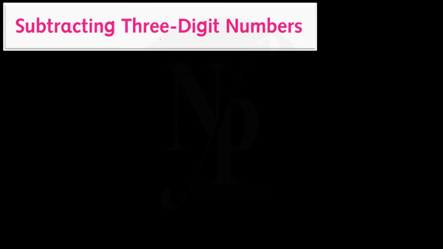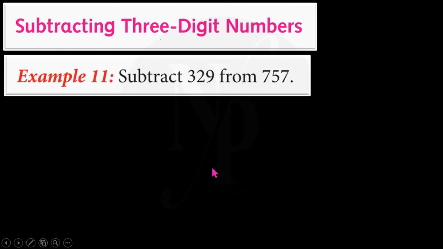First, let us take subtracting 3-digit numbers. Example number 11 in our textbook. Subtract 329 from 757. Here, both of the given numbers are 3-digit numbers. So let us subtract the number 329 from 757.